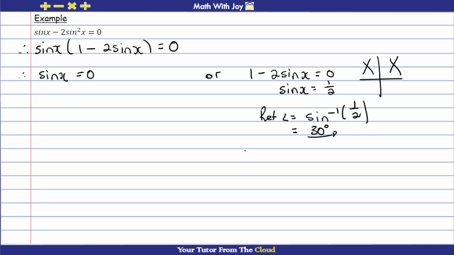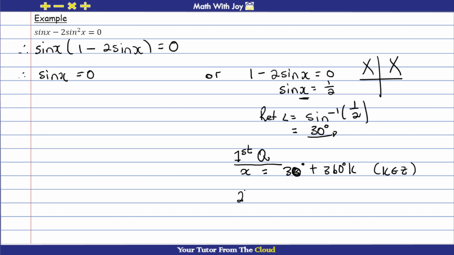Now, to find the general solutions, we'll work with the first quadrant. We say that angle that we are talking about, which is x in this case, is equal to the reference angle. In the first quadrant, you just have theta. So x is equal to the reference angle, which is 30 degrees plus 360 degrees times k, to turn it into a general solution. In brackets, say k is an element of integers.